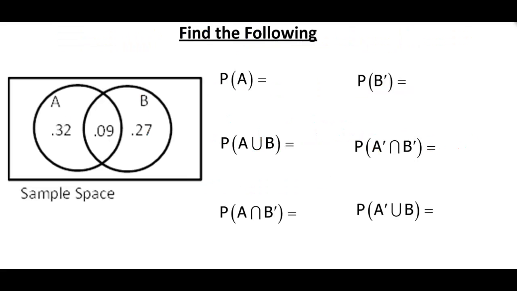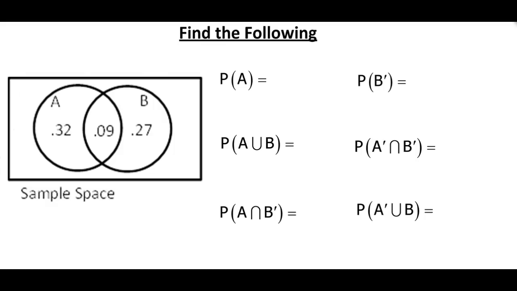So you're going to see something like this on a quiz. I'm going to give you a sample space, and I'm going to just keep it simple with events A and B, and I'm going to give you the individual sections. So this little crescent right here, this little moon-looking part, are all the events that are just event A, so that's 0.32. This middle section is the probability that you overlap A and B, which is 0.09, and then this little crescent on the right-hand side are just the events that are only in B, 0.27.